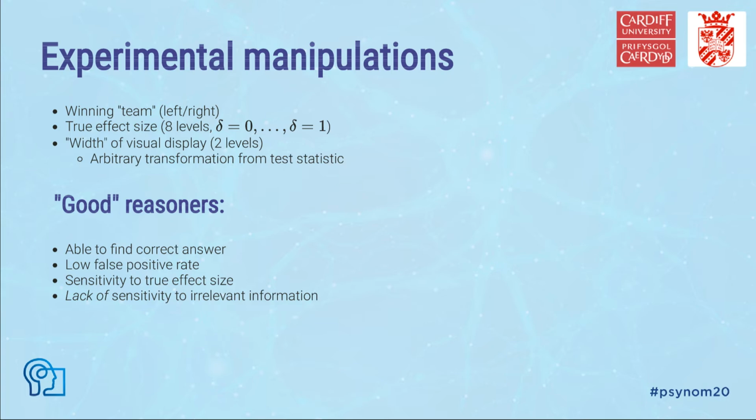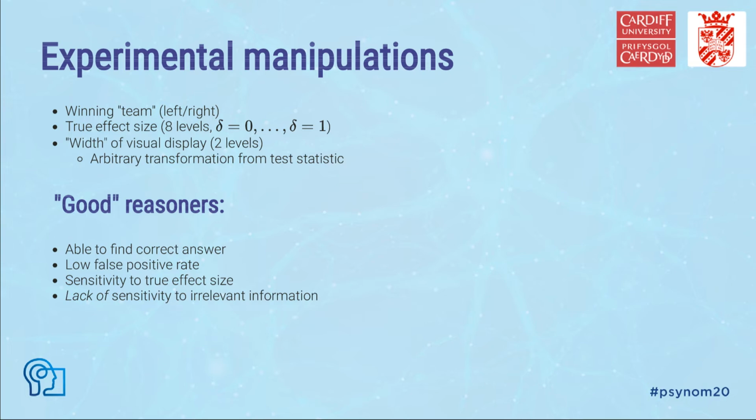We randomly assigned each participant to one of two transformations of the test statistic. This had the effect of visually stretching out all of the distributions for some participants, but statistically, the conditions were exactly the same. If our participants can use significance testing logic effectively, we expect them to be able to identify the correct answer with a low false positive rate for those participants who are assigned to a null effect size.